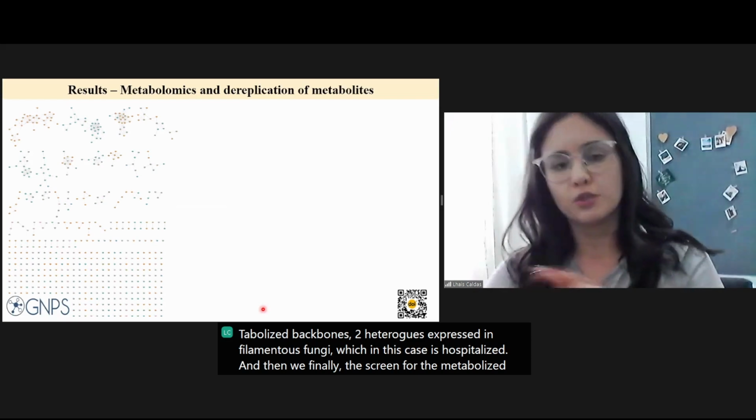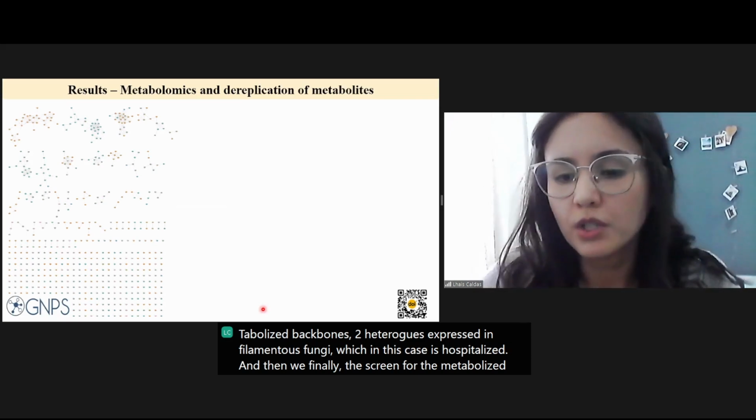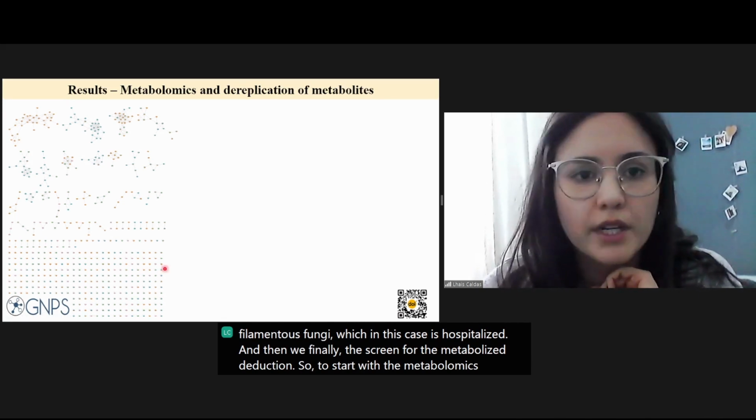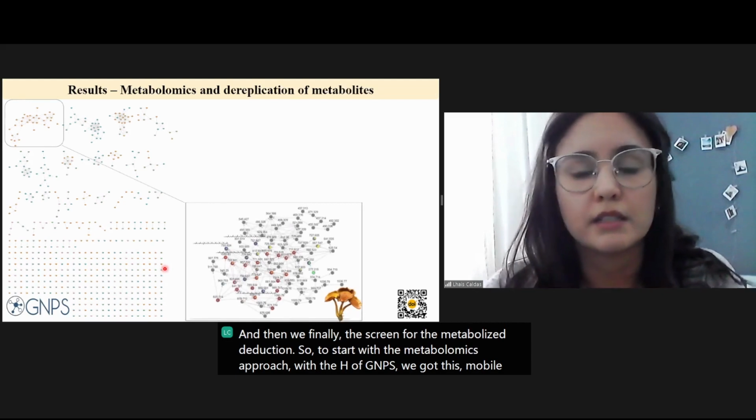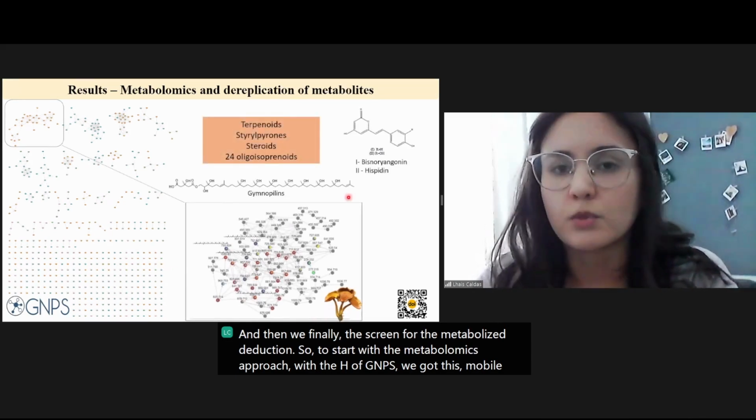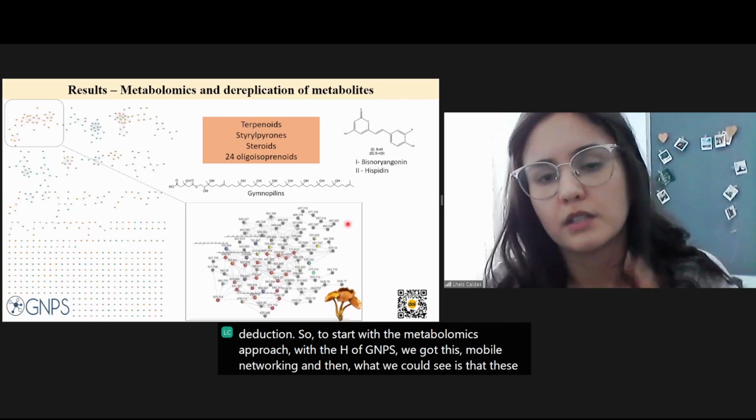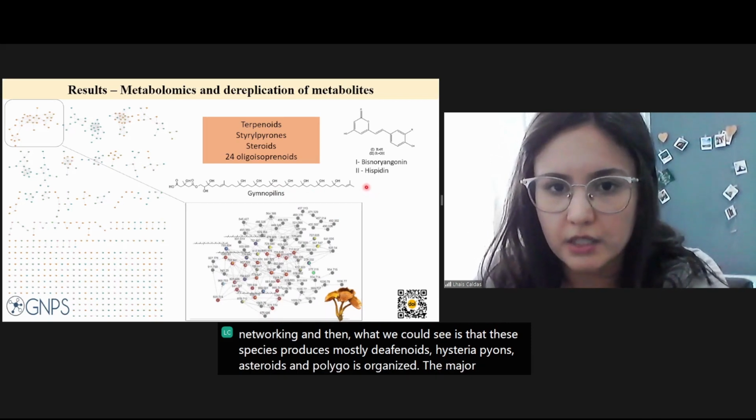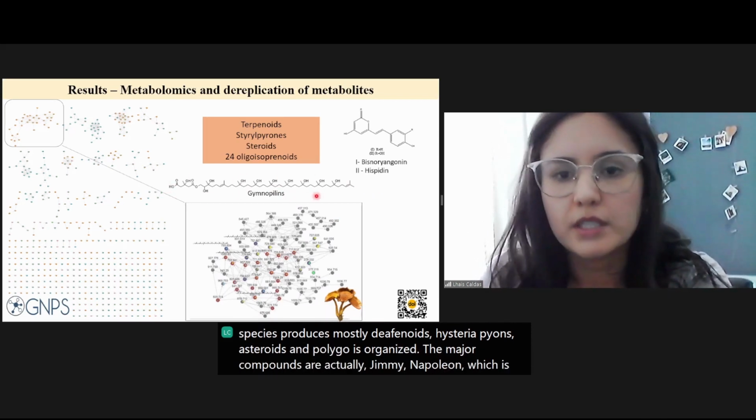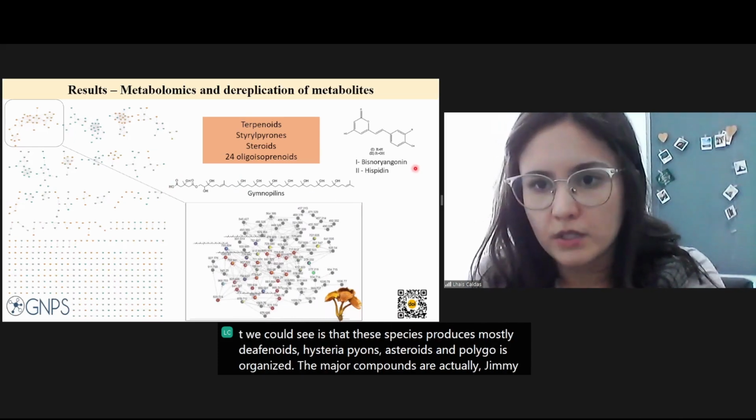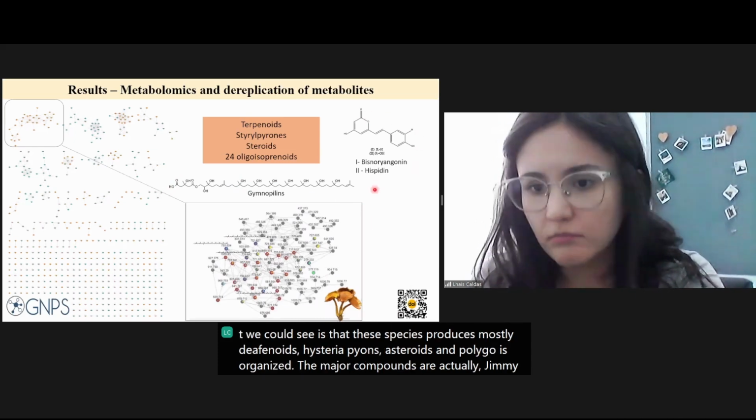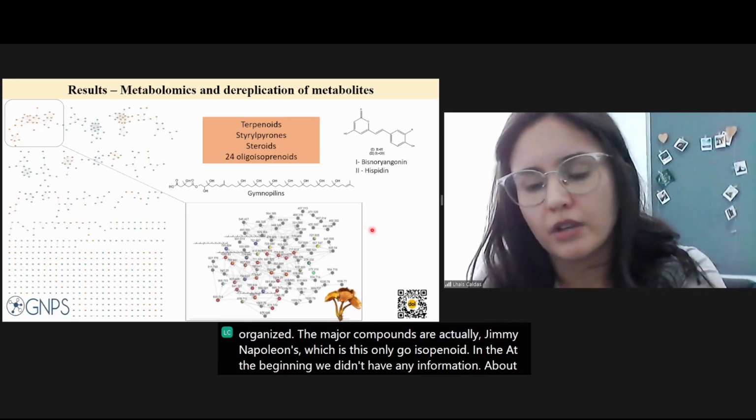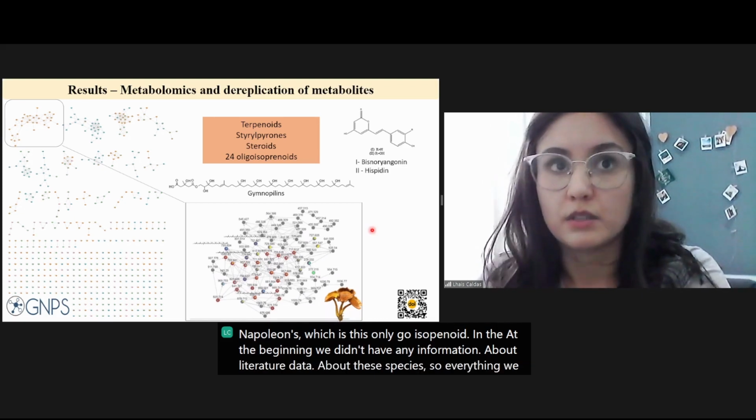So to start with the metabolomics approach, with the aid of GNPS, we got this molecular networking, and what we could see is that this species produces mostly terpenoids, styrylpyrones, steroids, and oligoisoprenoids. The major compounds are actually geminopilins, which is this oligoisoprenoid, and the styrylpyrones hispidin and bisnoryangonin. At the beginning, we didn't have any literature data about this species, so everything we knew about metabolomics was new.